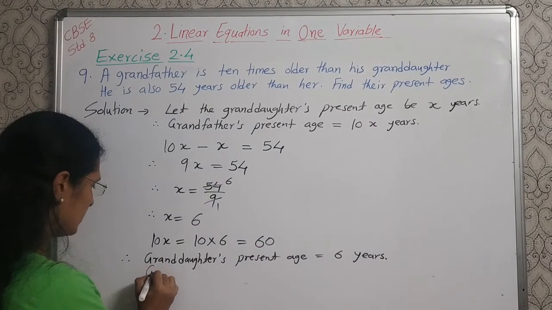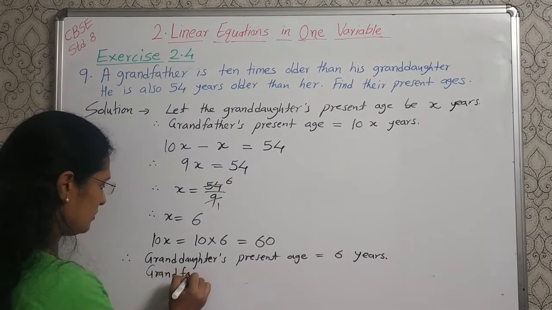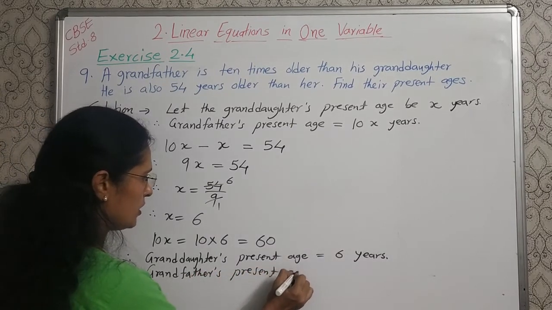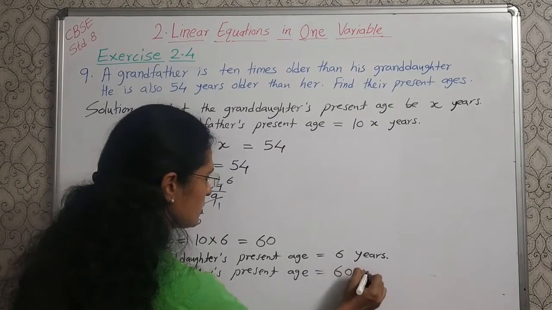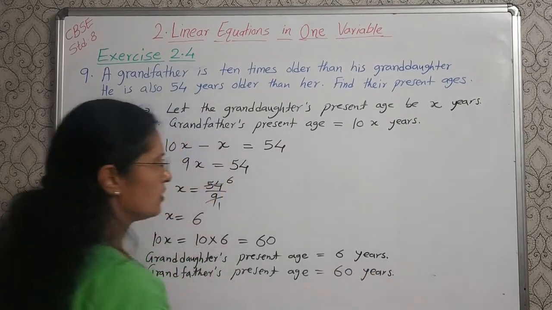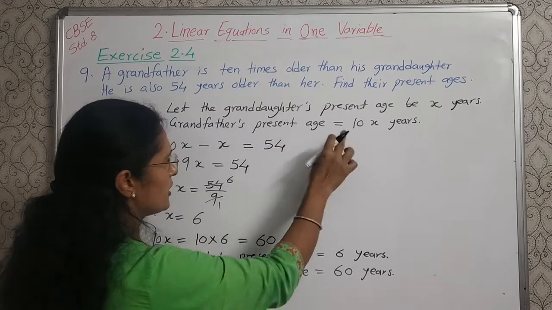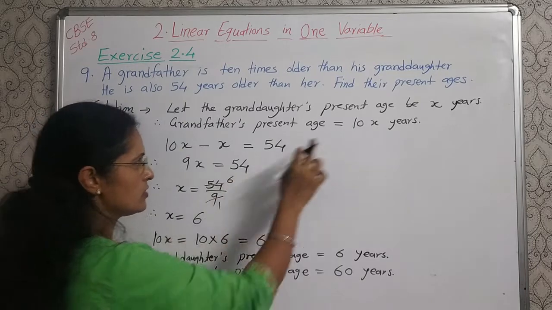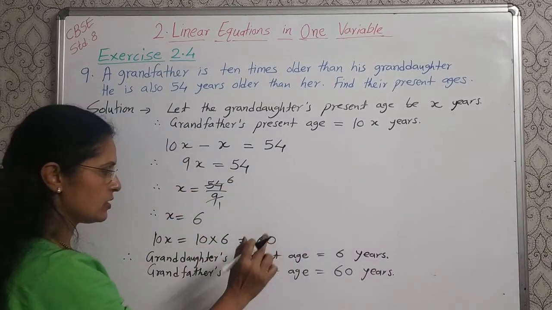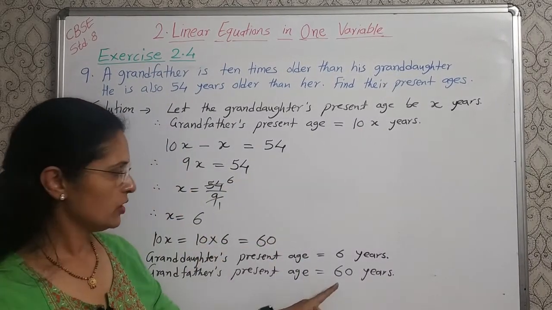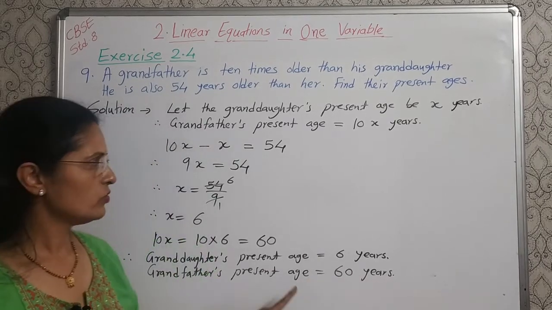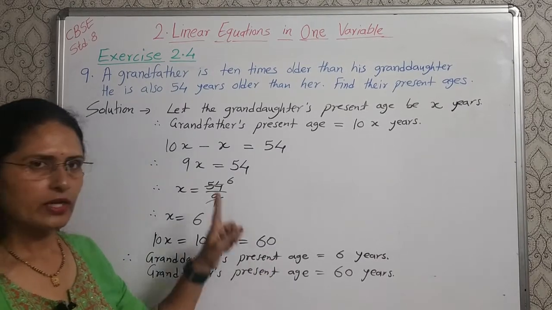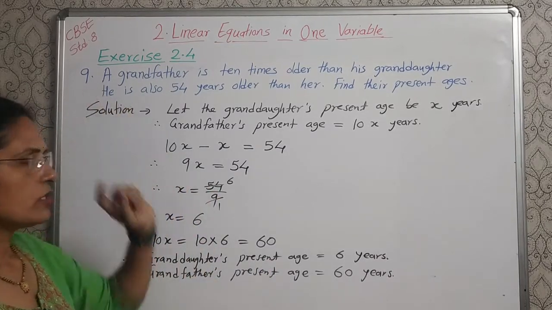And next, grandfather's present age is equal to 60 years, because grandfather's present age is 10x years, the x value we got is 6, so 10 into 6 is 60. So grandfather's present age is 60 years. This is how we got the present ages of granddaughter and grandfather, and this is the solution for sum number 9.